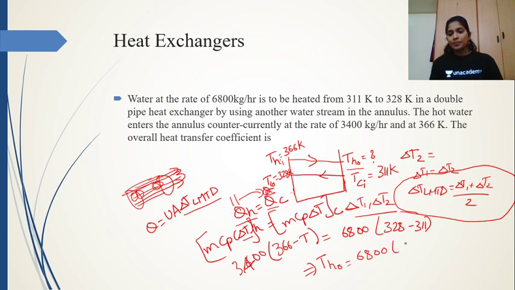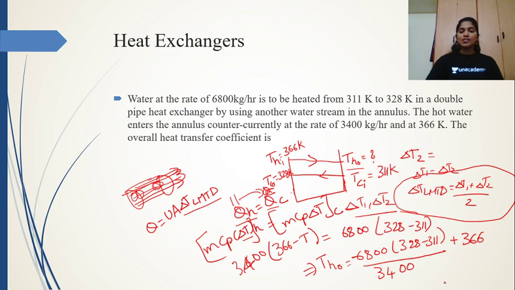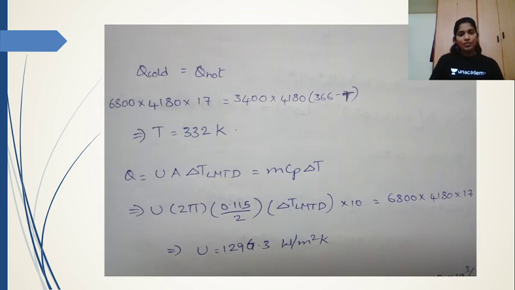So this will be (328 minus 311) by 3400, minus plus 366. After calculating this, you will be getting this TH naught as 332 Kelvin. So from this, you can calculate UA delta T LMTD.